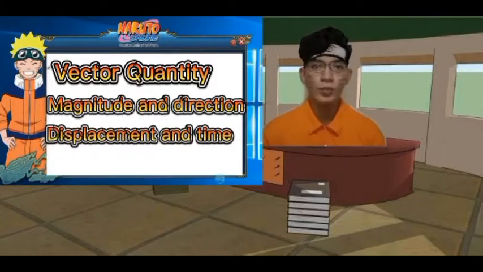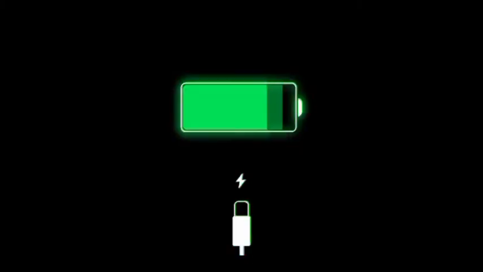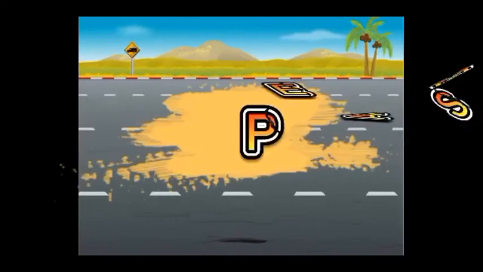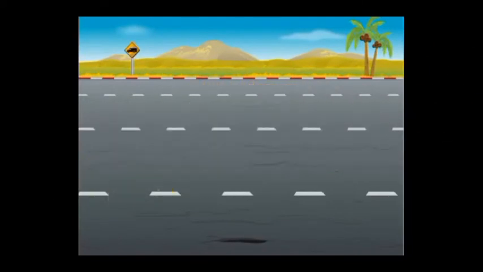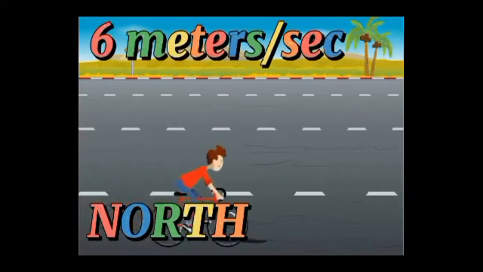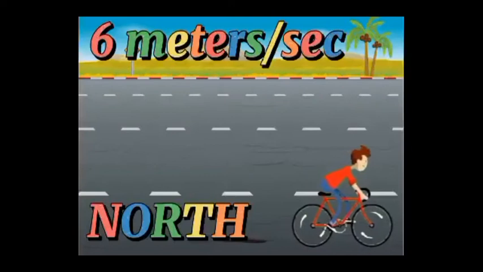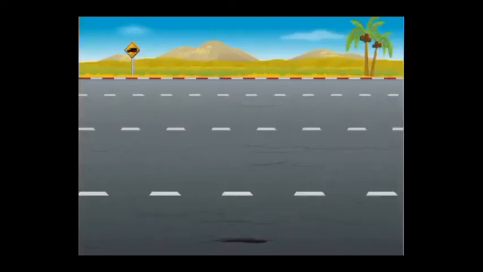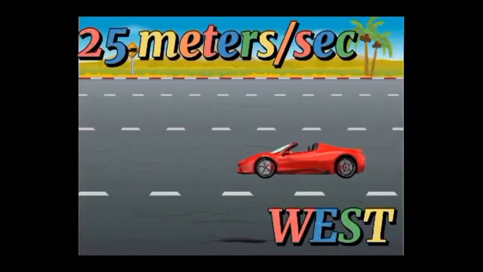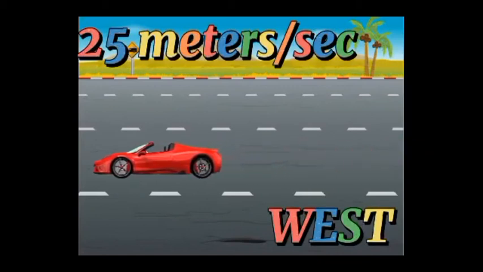I am going to show you some examples of velocity. These are the examples of velocity. The bike moves 6 meters per second to the north. 6 meters per second is the magnitude, and north is the direction. Next, the car moves 25 meters per second to the west. 25 meters per second is the magnitude, and west is the direction.